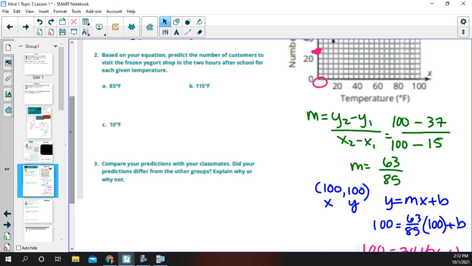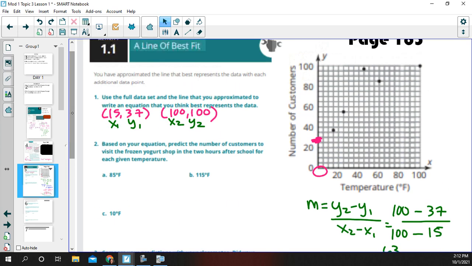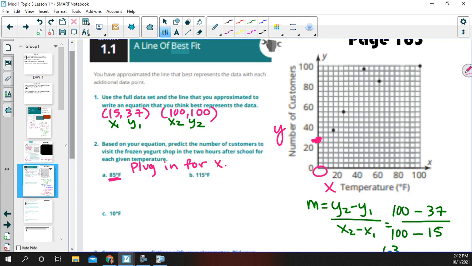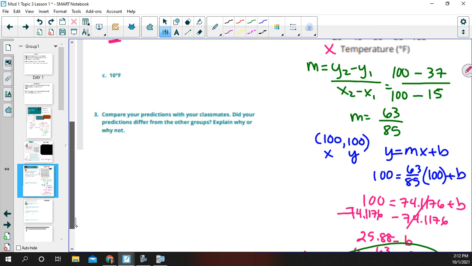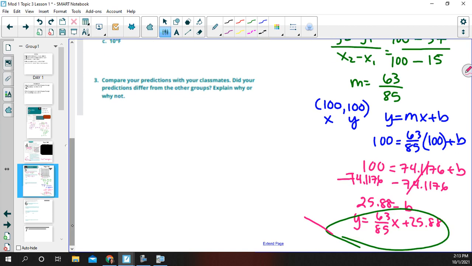If I actually look at the graph, which is my x-axis? My x-axis is my temperature. My y-axis is my number of people. So if I'm giving you temperatures, I'm going to plug into my temperature spot. So plug in for x. Remember, anytime you take something out and shove something in, you have to use parentheses. So I am going to be using parentheses when I'm plugging all this stuff in. Let me write my equation up here so you can see it.